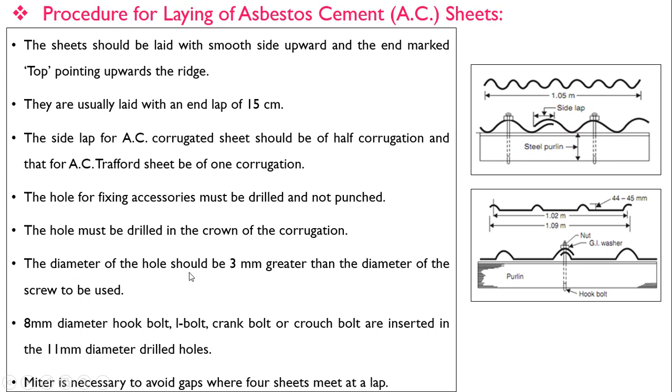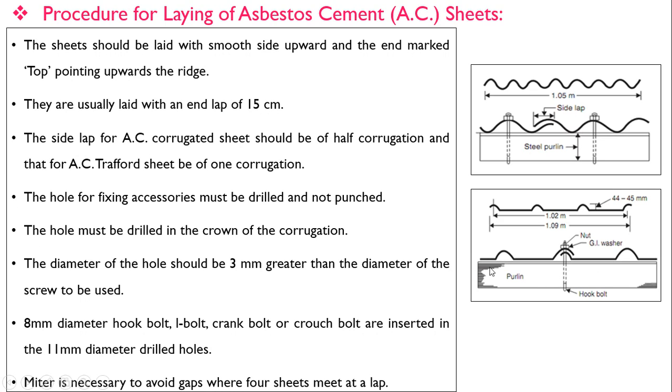Then the diameter of the hole should be 3 mm greater than the diameter of the screw to be used. In the case of asbestos cement sheets, the hole should be 3 mm greater than the screw diameter. What is the reason? Because it should be easily fixed. And there will be a leakage problem if the diameter of the hole is more than 3 mm. So in that case, asbestos washers are used.